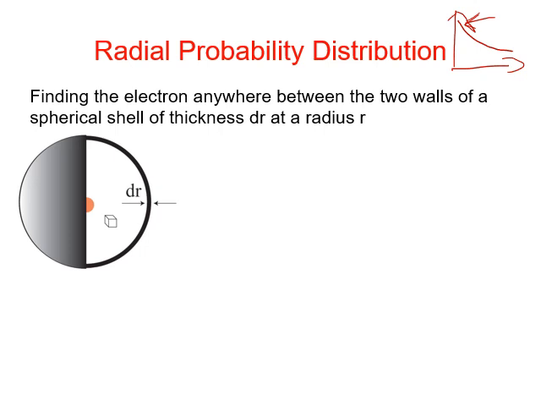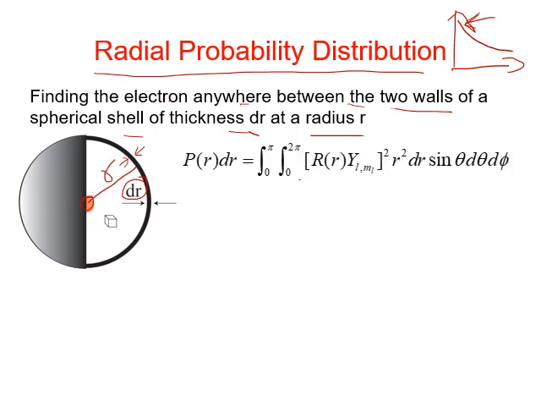So now let's define a related concept called radial probability distribution. This is defined as finding the electron anywhere between 2 walls of a spherical shell of thickness dr at a distance r. So let's say this is the nucleus, and at a certain distance r, there's a shell with thickness dr. The probability to find the electron in this shell is calculated by the wave function squared times the volume of this shell. And in calculus, the volume of this shell is r squared dr sine theta d theta d phi.